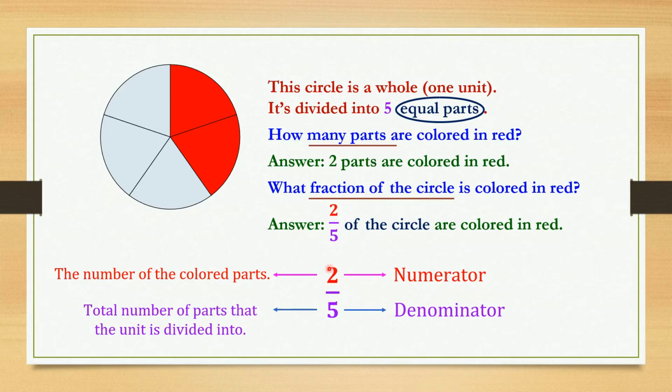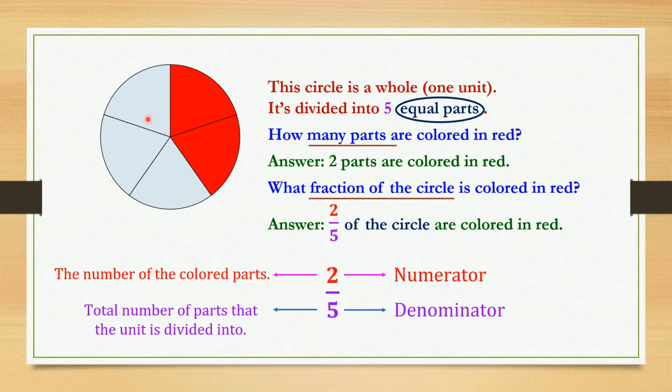So a fraction is formed of 2 numbers separated by this over. The number below is the total number of parts in a unit. We call it denominator. So to know the denominator, we count all the parts. Now the second part of the fraction, the number above, we call it numerator. In this example, it's equal to the number of the colored parts. Here, the ones in red.